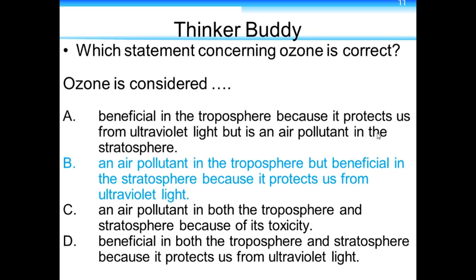B is correct. It's an air pollutant in the troposphere, close to ground level. It can be a lung irritant. It's a pollutant. But in the stratosphere, it will absorb dangerous ultraviolet light.